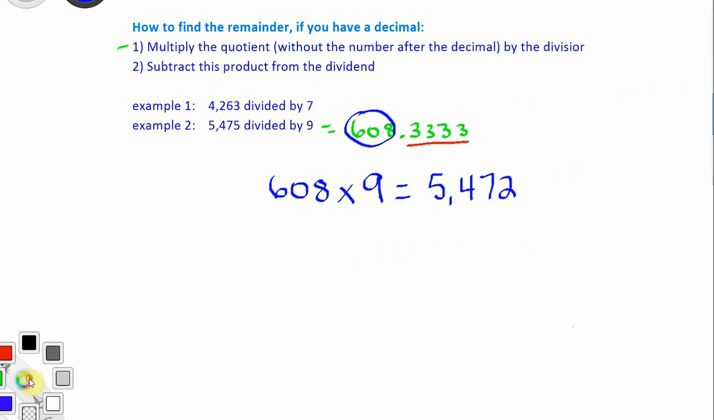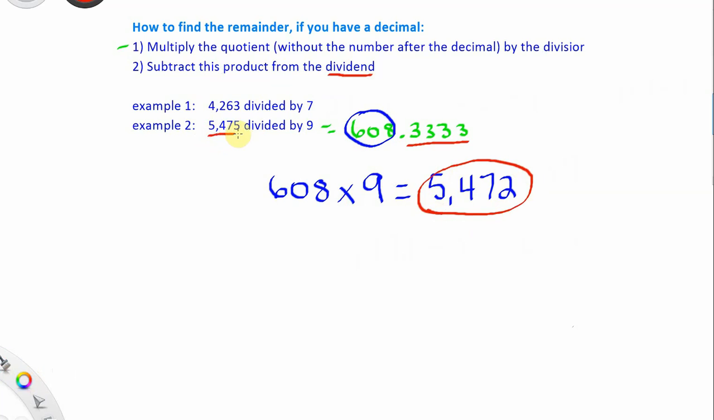So I have to subtract this number here from the dividend. Well, what was the dividend again? That was the big number here. So now I have to take this product here and subtract it from the dividend. Well, the dividend is 5,475, and I have to subtract 5,472.